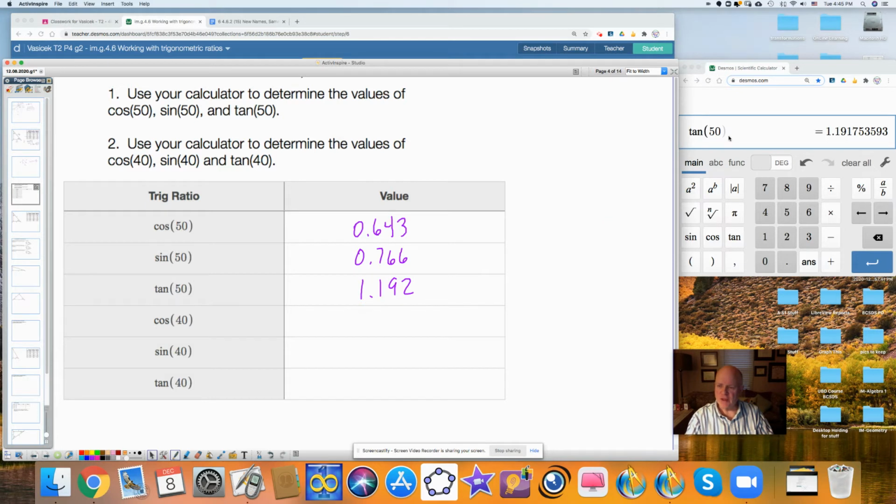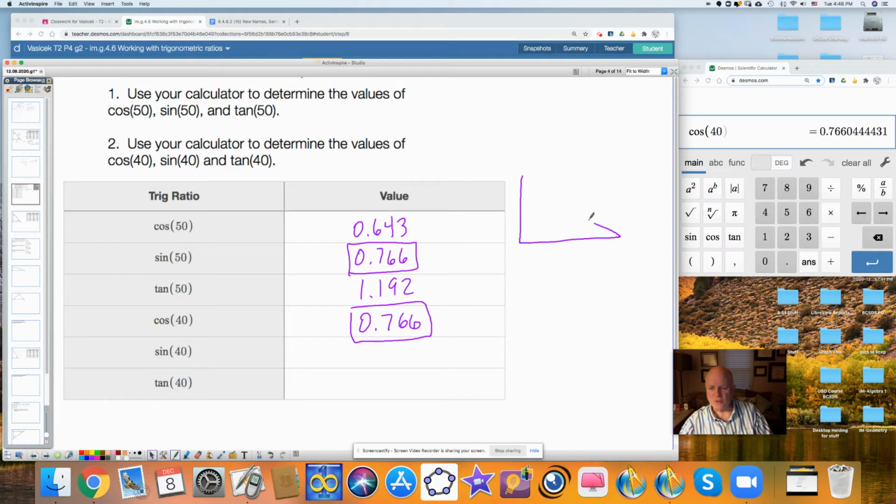I can do these other things here. I'm going to do just the cosine of 40 to show you what this looks like. Cosine of 40, 0.766. What? That's the same as it was for the sine of 50. So if I have this triangle, it's a right triangle. This is 40. This is 50. And from 50 degrees, my opposite side would be this one. And my adjacent side would be this one.